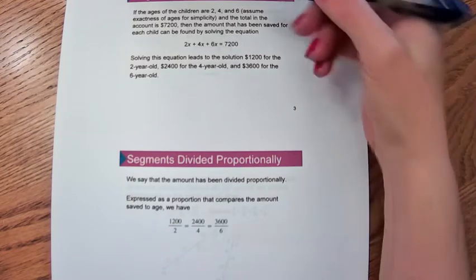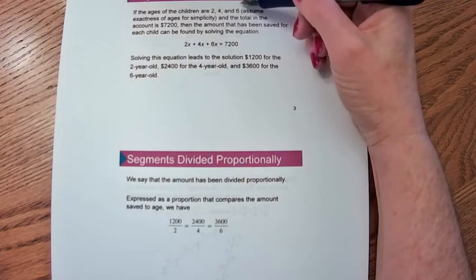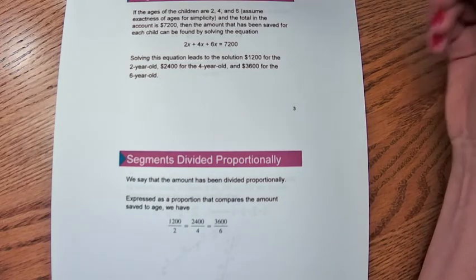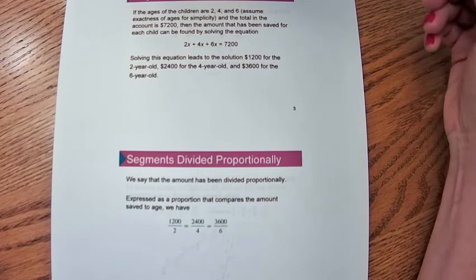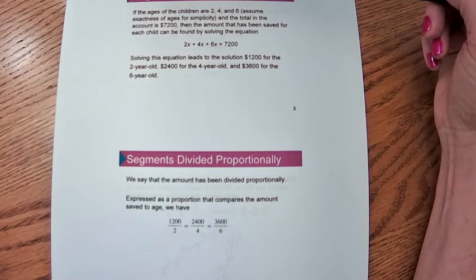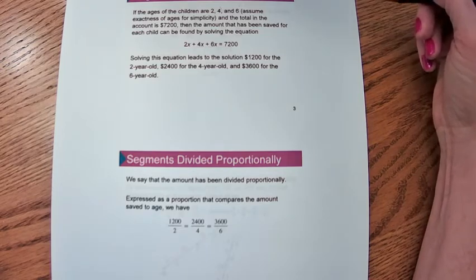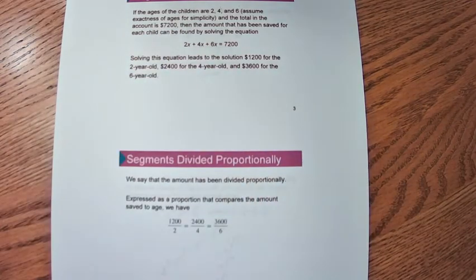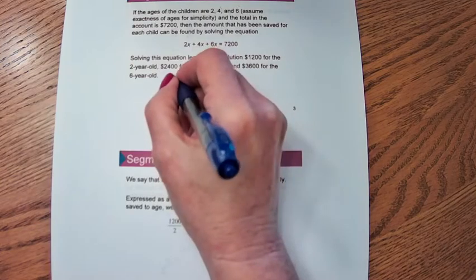But let's say one of the children is just 2 years old, the other child is 4 years old, and the other child is 6 years old. Well, not surprising, the 6-year-old, they've been putting money in every month for 6 years, whereas for the 2-year-old, they've been putting money away every month for just 2 years. All right, so let's say that the total in the account is $7,200. Remember we talked about if they're divided proportionally, but there's an unknown value, you represent that as an X.